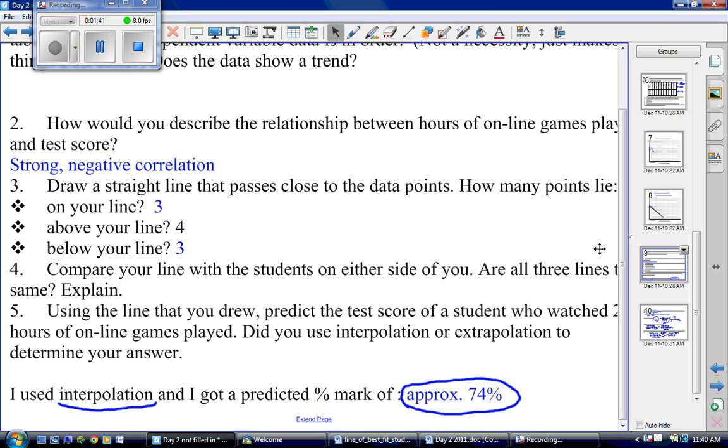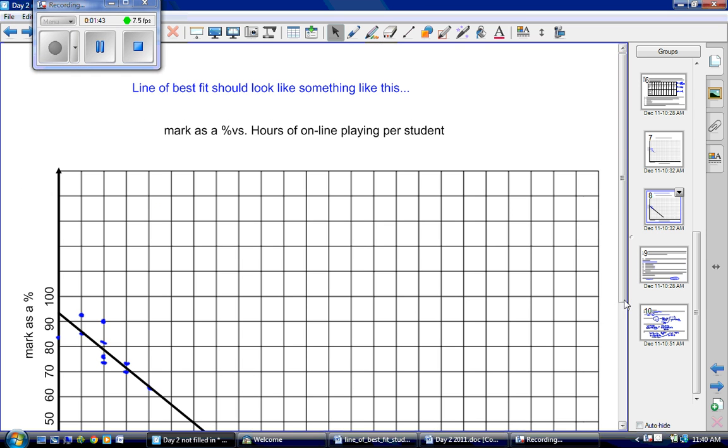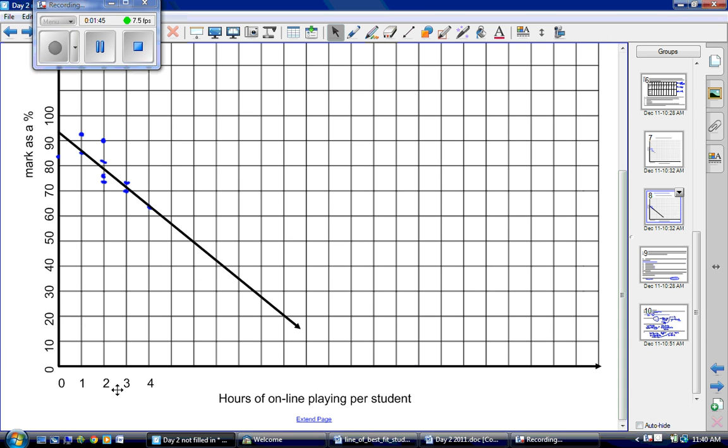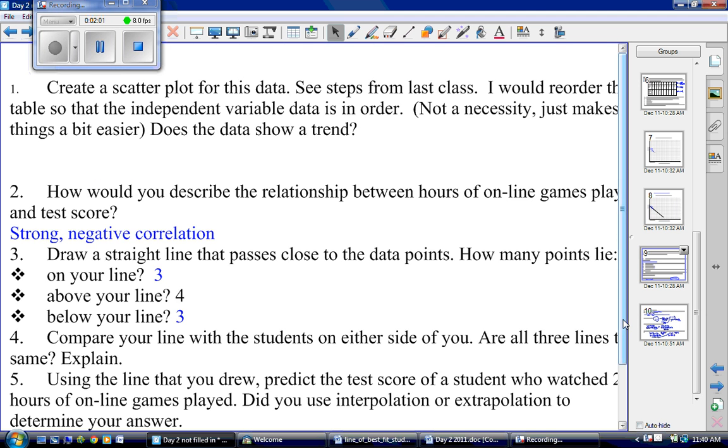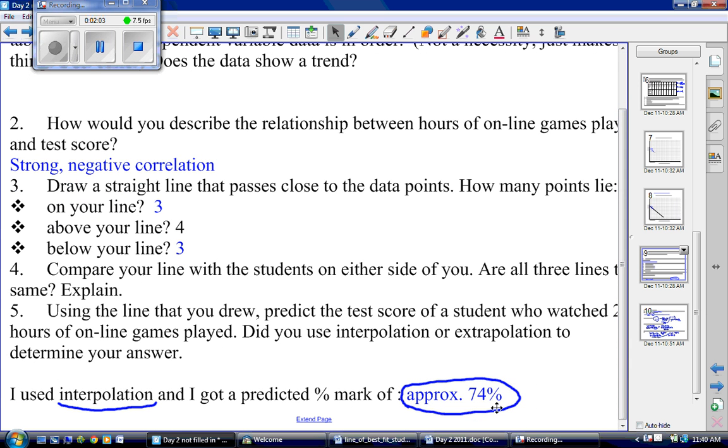So when I did this, I looked at my graph and I said, okay, 2.5 hours would be somewhere in the data, so it's going to be interpolation. I go up from 2.5, which is about here, and I'm at approximately 74 or 75. And so I put 74 there.